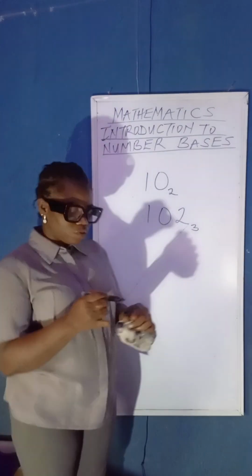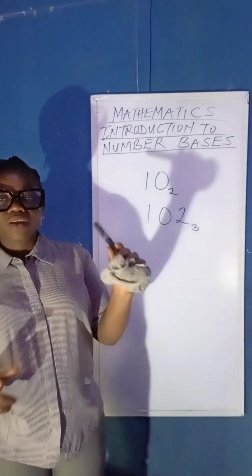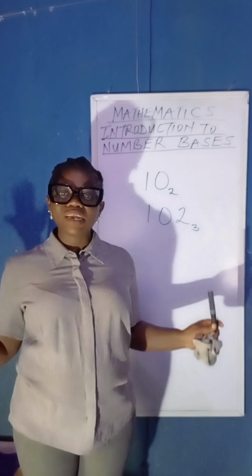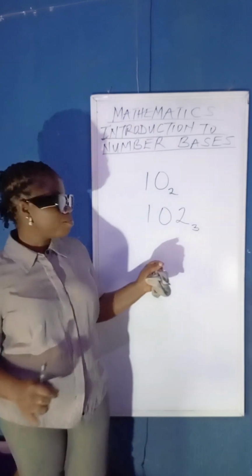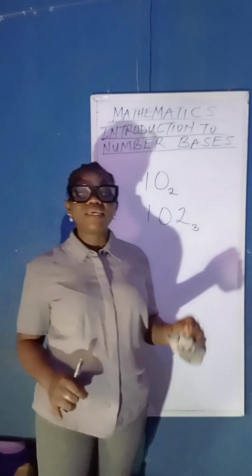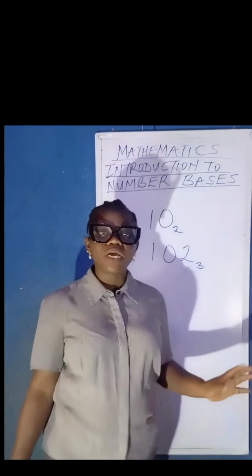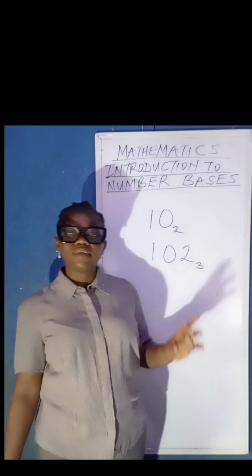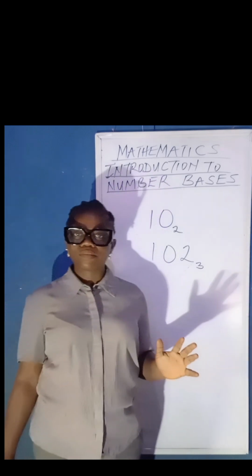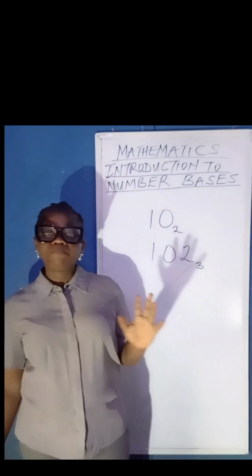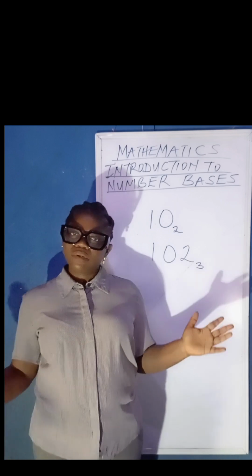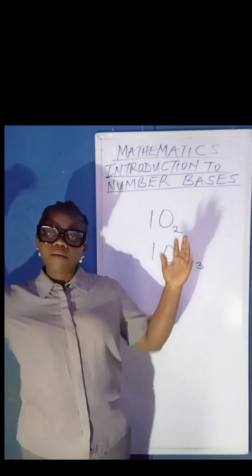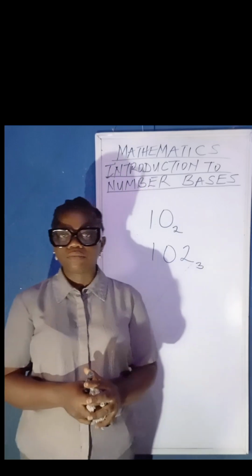The moment you don't write the base of a number beside it, it definitely means that that number is a number in base 10. For every other number other than a number in base 10, you have to write the base beside it. There are higher bases than base 10. We have base 11, base 12, base 13, and so on.